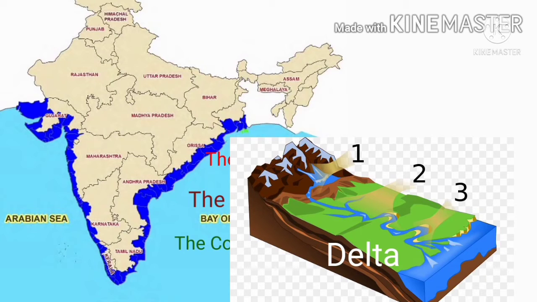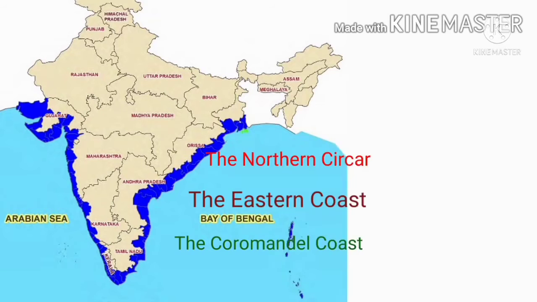We studied about the distributaries. In the lower courses of the river, due to the deposition of the sediments, the river split into numerous channels. These are known as distributaries, right? The delta is formed due to the deposition of sediments of the rivers. This delta is very fertile.